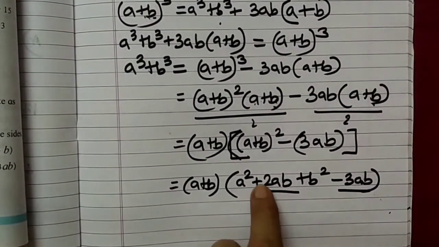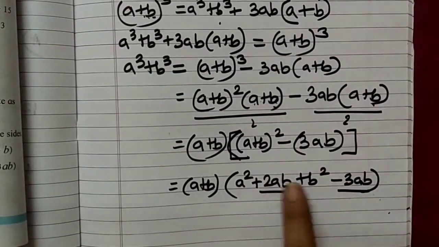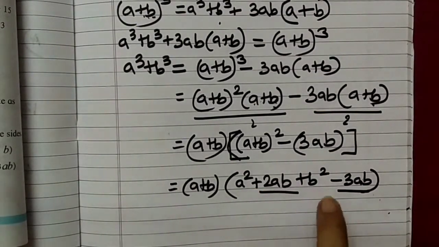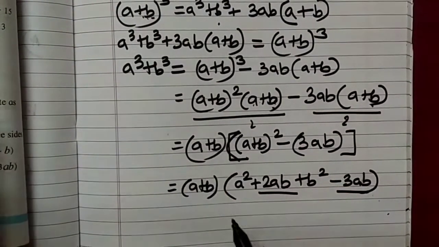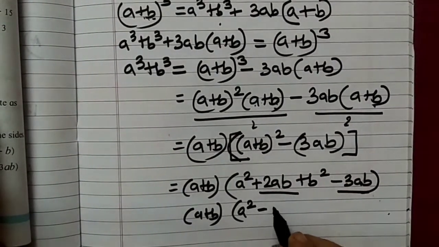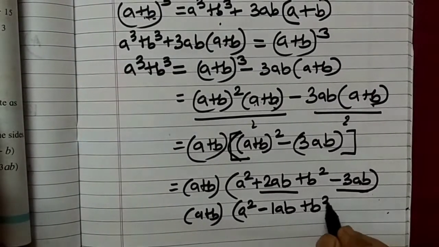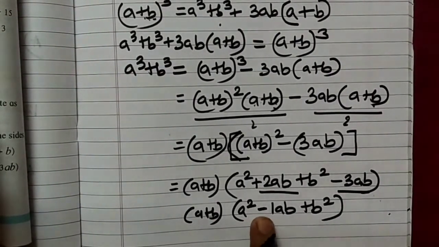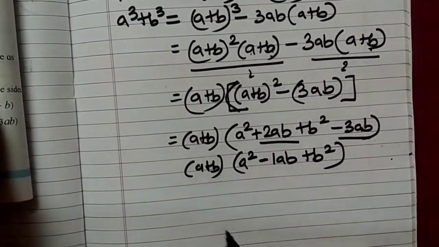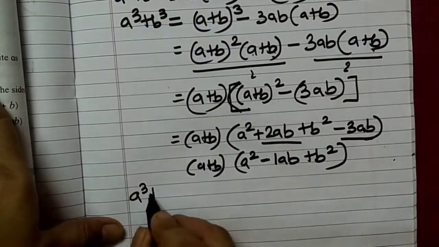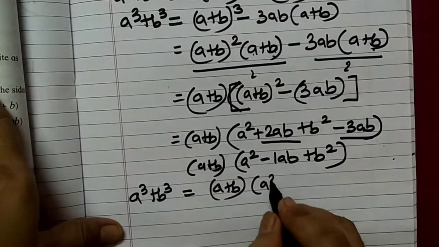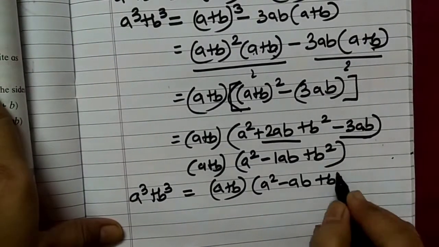So what will happen over here? Plus 2 and minus 3. Different signs, so you will do the subtraction, that is 3 minus 2, that will be 1. And what sign we will get? Sign of the bigger number. So here I will get a plus b into a square minus 1ab plus b square. Even if I don't write the 1, it is okay. I can just write it as minus ab. So what did I get here? A cube plus b cube is equal to a plus b into bracket a square minus ab plus b square.